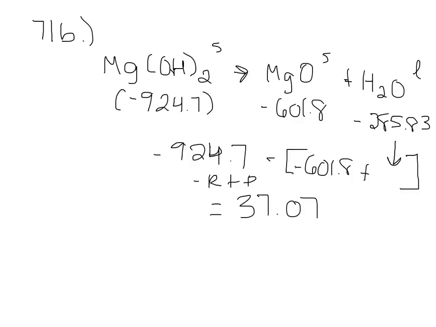And so I have negative 924.7 minus, and then I have negative 601.8, and then I just didn't write it, I just drew an arrow. Negative plus negative 285.83. Now for this one, I decided to do negative reactants plus products, because if you distribute the negative, you're going to get a positive number over here, and it's going to be bigger than the reactants. So I just decided to keep it this way instead of rearranging the equation, and I just put negative reactants plus products, which gives me 37.1, or 37.07.